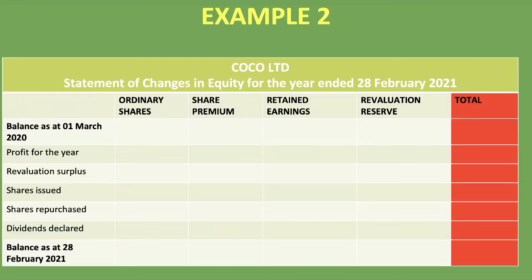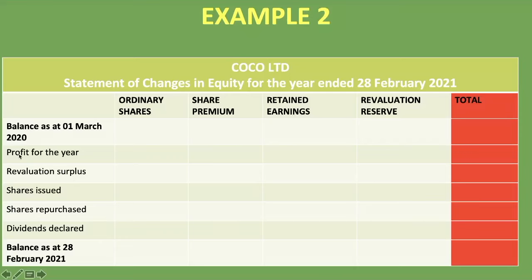And here is our table. We have ordinary shares, we have share premium, and we have retained earnings, and we're given additional information, so we know that we also have revaluation reserve. And like I said earlier on, the elements of the equity are the ones which will appear in the statement of changes in equity. So you make sure that you put everything that you need to put in here. And we have put our dates: balance as at the 1st of March 2020, and at the end we will want to see the balance as at the end of February 2021, as that's what we were asked to do.